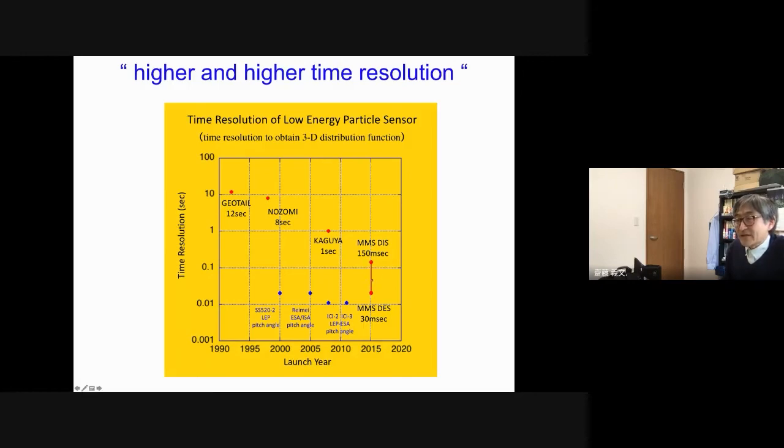And recently, the United States MMS spacecraft has ion and electron instruments. Actually, this ion instrument was provided by ourselves, and it has a time resolution of 150 milliseconds, and the electron sensor has a time resolution of 30 milliseconds. So the time resolution becomes faster, and in the future, the time resolution will become faster than 1 millisecond. I'm not sure when it will be, but in the near future.